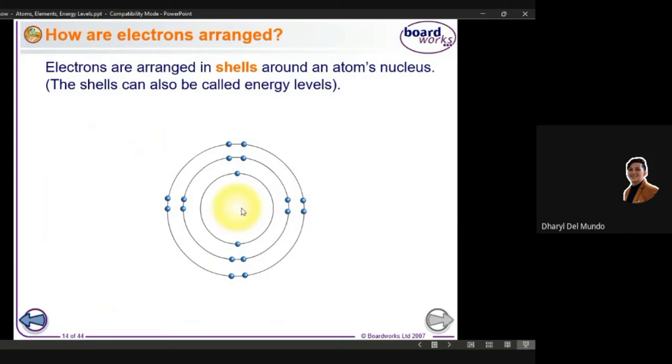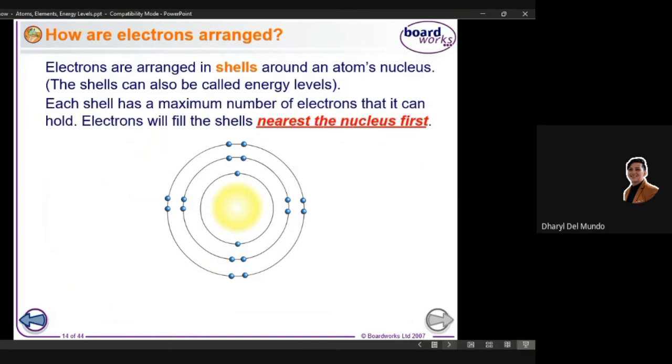So this is the nucleus, first energy level, second energy level, third energy level. You can see that the first energy level can only occupy 2 electrons. The second energy level can occupy 8 electrons, and the third energy level can also occupy 8 electrons. That is the maximum. Each shell has a maximum number of electrons that it can hold. Electrons will fill the shell nearest the nucleus first.